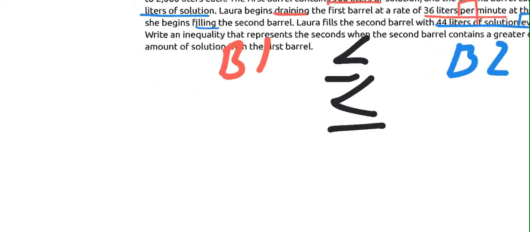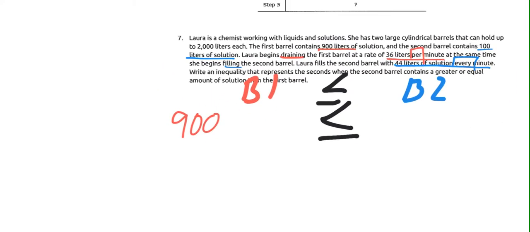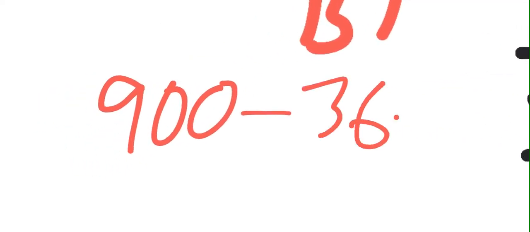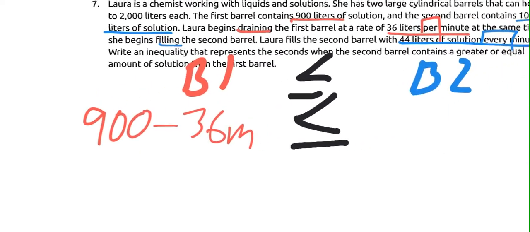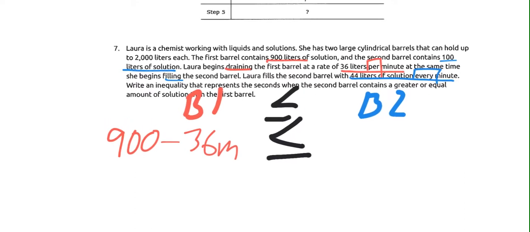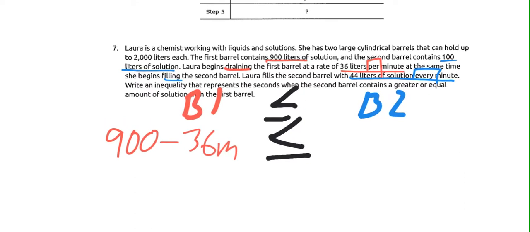Going back, the first barrel contains 900 liters. It is draining, so we're subtracting 36 liters per minute. The right side, I'm not going to write this one out because I expect you guys to figure this part out. It has 100 liters of solution, and she is adding 44 liters of solution every minute. I think you guys can figure that out from there. Come test time, if you want highlighters of different colors or whatever else, please let me know because I will find some for you.